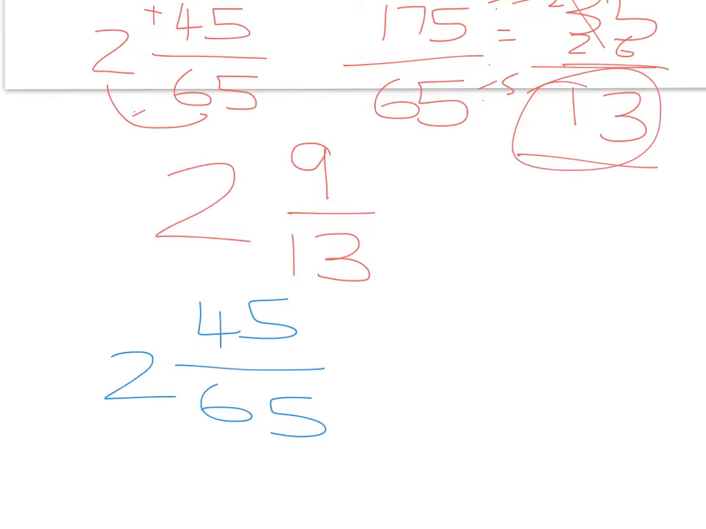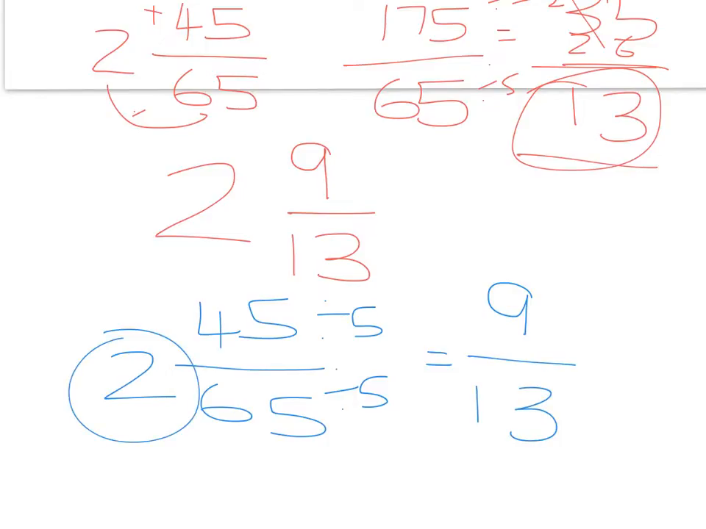So 45 over 65, what goes into both of those? Well, the only number, like I said, I know is 5. So if I divide 45 by 5, I know that's 9. And if I divide 65 by 5, I know that's 13. And then don't forget to put your 2 in there. So your answer is 2 and 9/13. That way probably would be simpler because you're working with smaller numbers. So in hindsight, I think you should do part B that way, but if you understand the first one, then do it that way. Go ahead and give it a go.